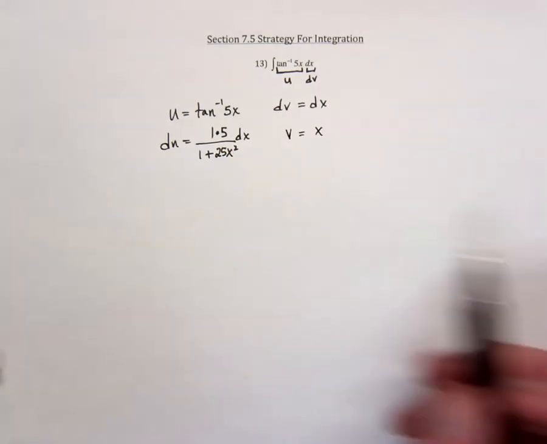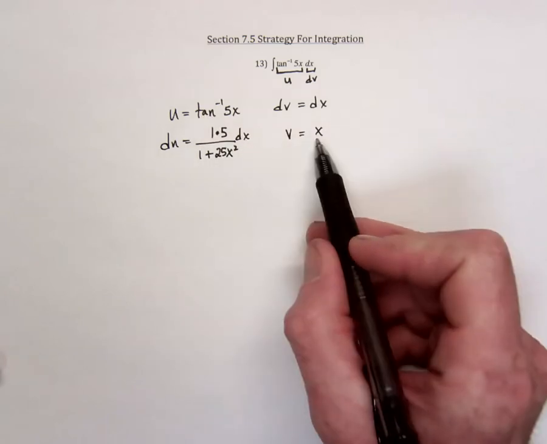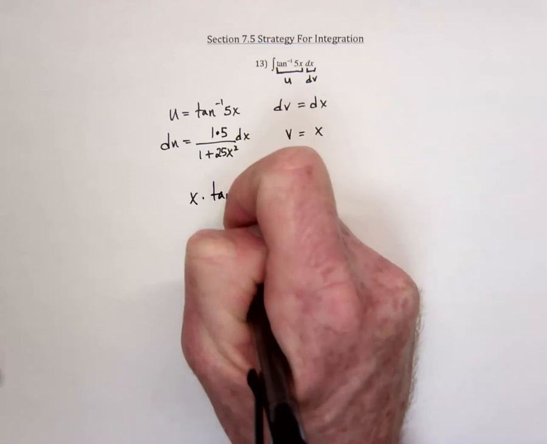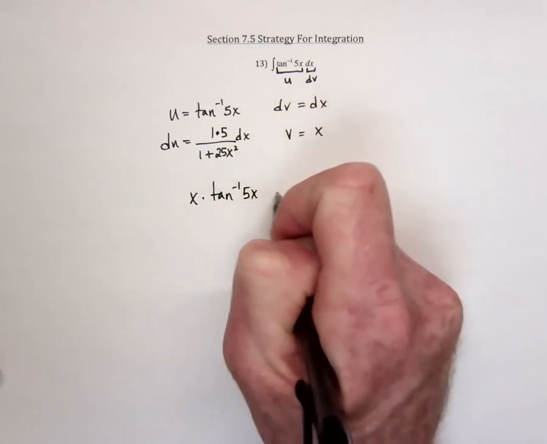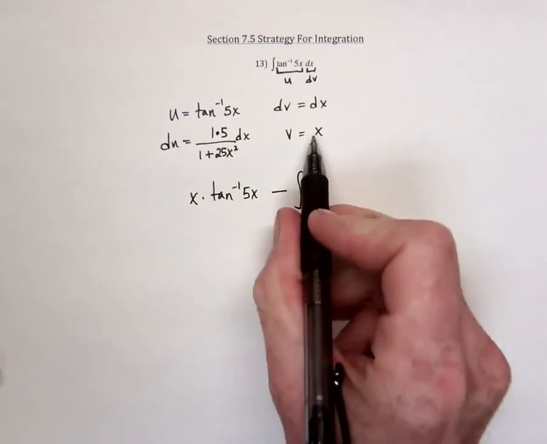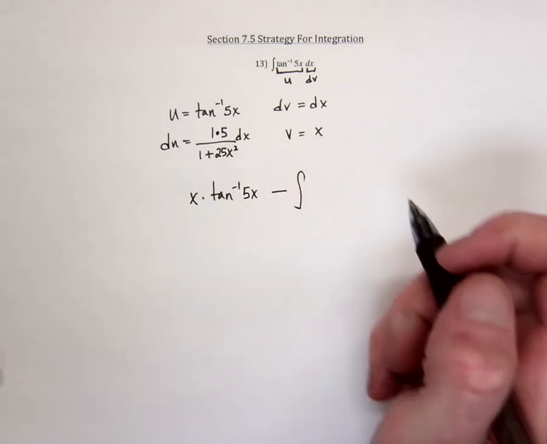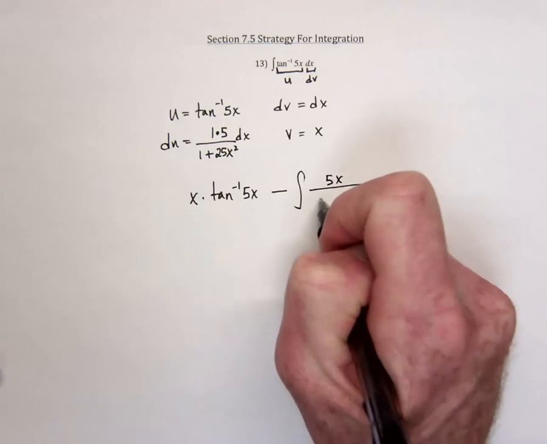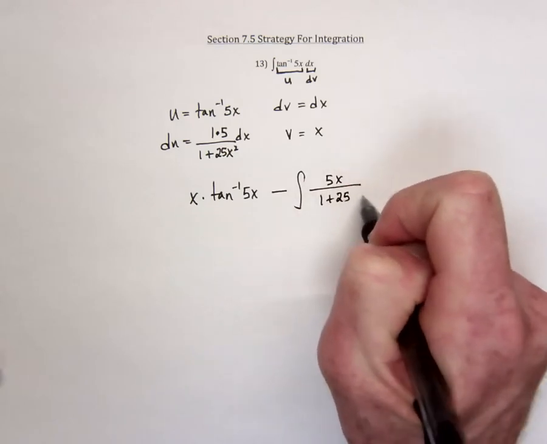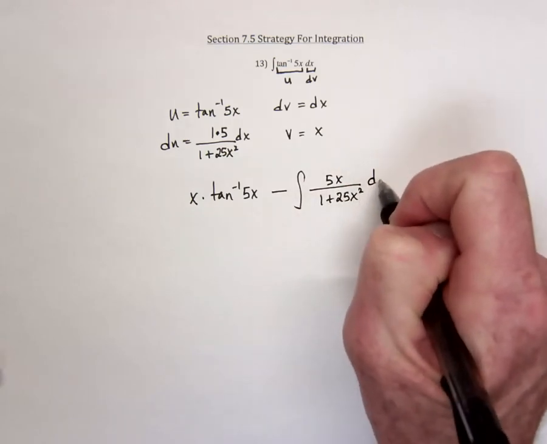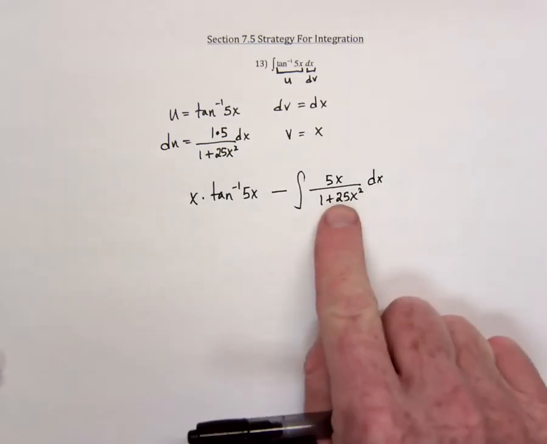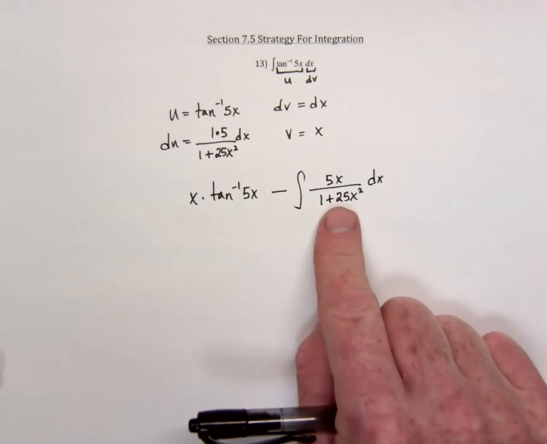And then, for the integration by parts, it's u times v, so that's going to be x times tangent inverse of 5x minus the integral of v times du. So that would be a 5x for the numerator and 1 plus 25x squared for the denominator. And now we can integrate this one with a pretty straightforward u substitution.